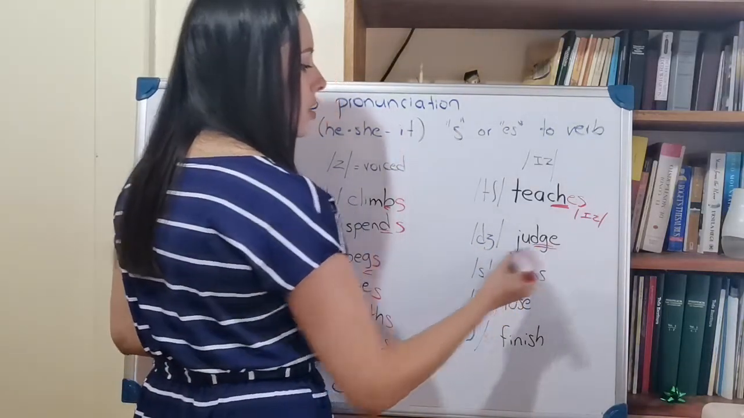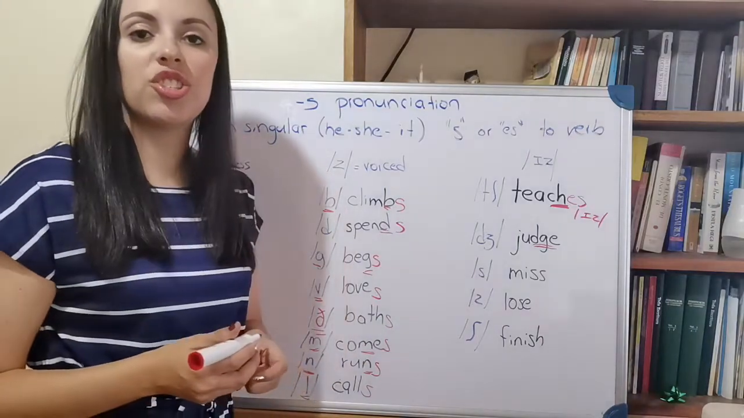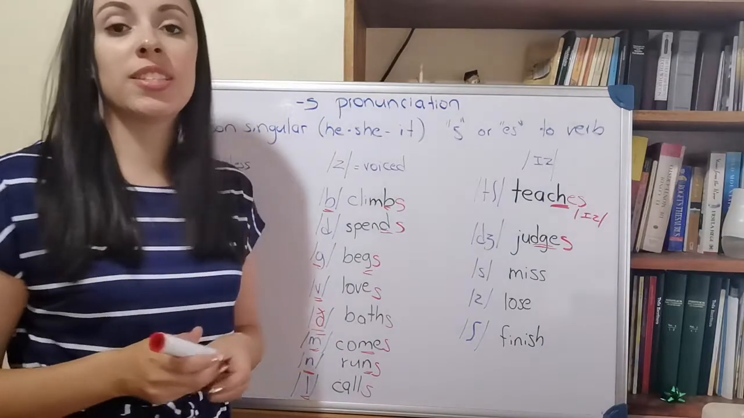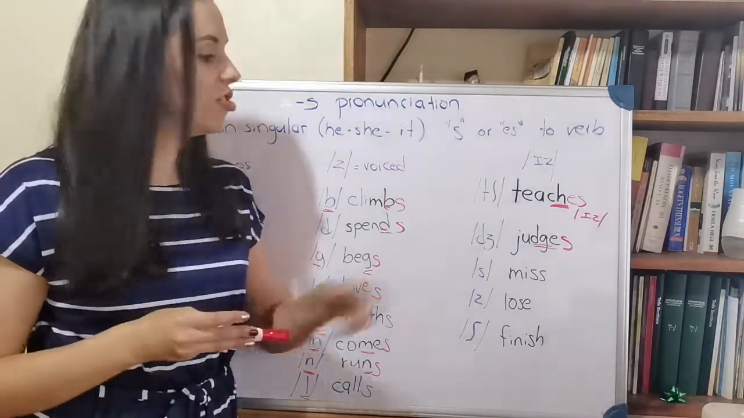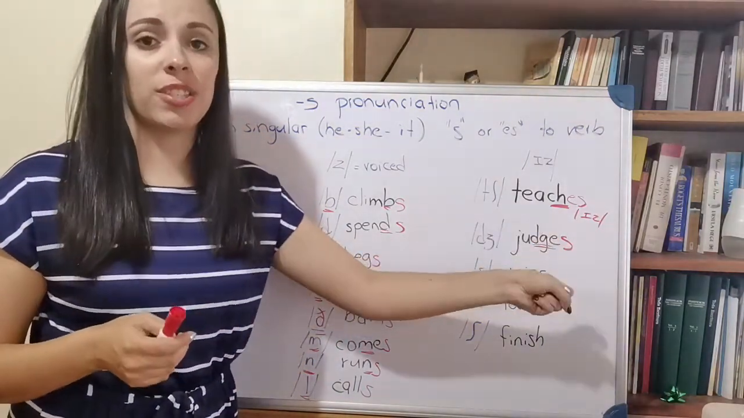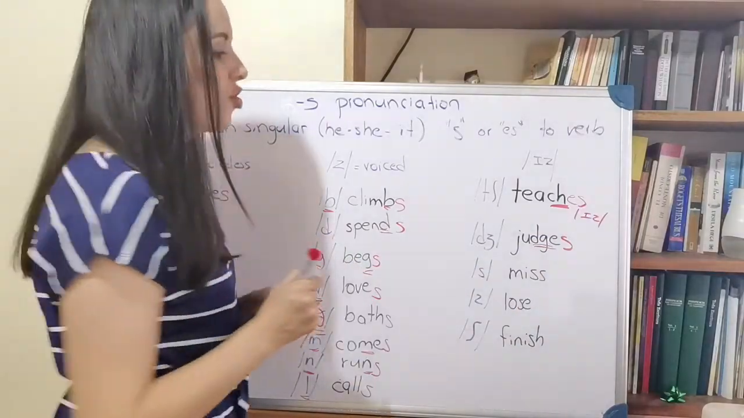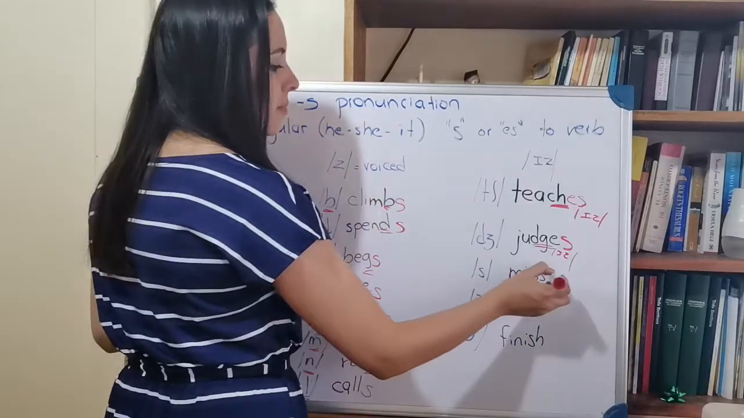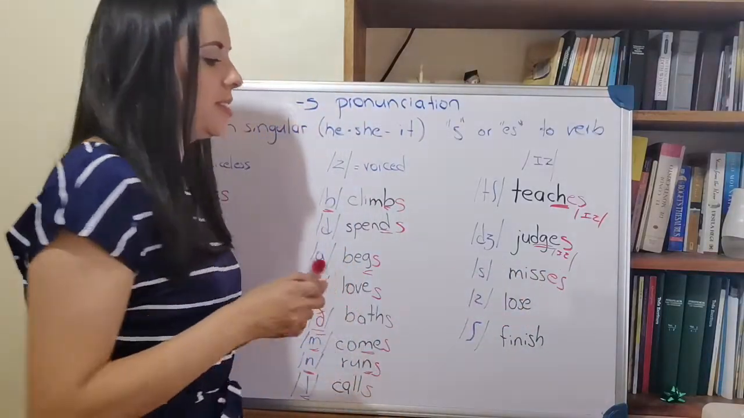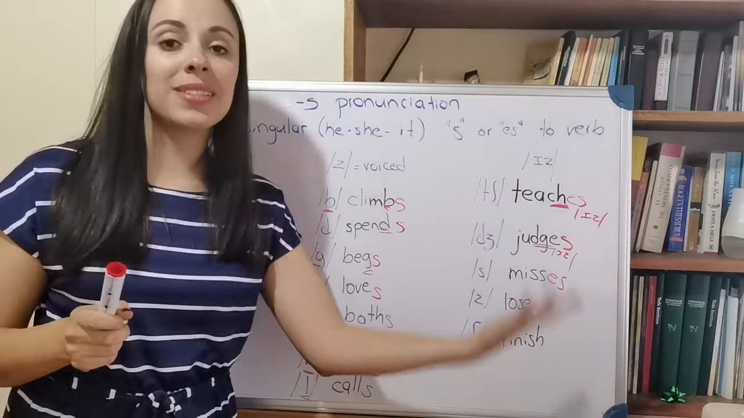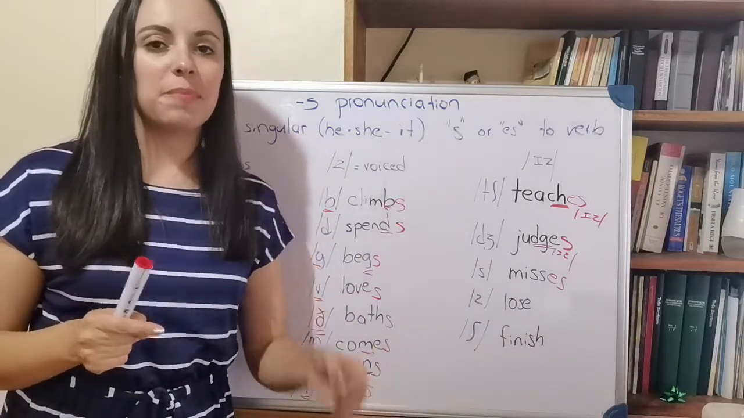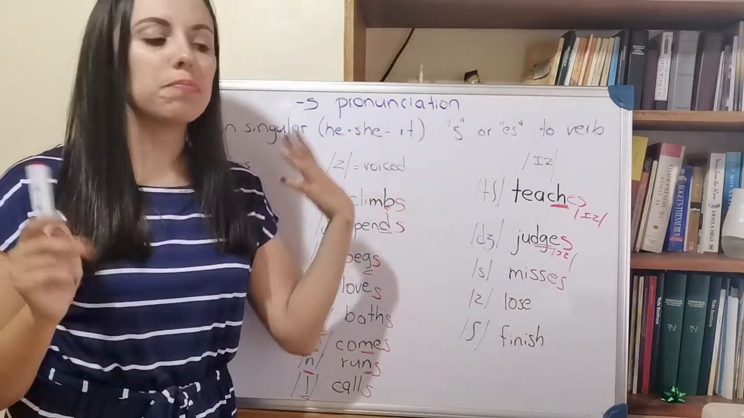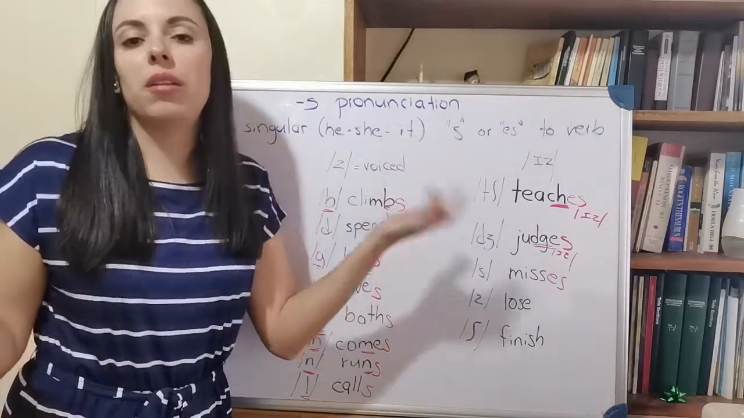Judge. He judges, judges. Judge becomes judges. Okay, judges. We need to add an extra syllable here. Miss. Okay, she misses, right? We add an extra syllable, it is misses. She misses my mom a lot, for example.